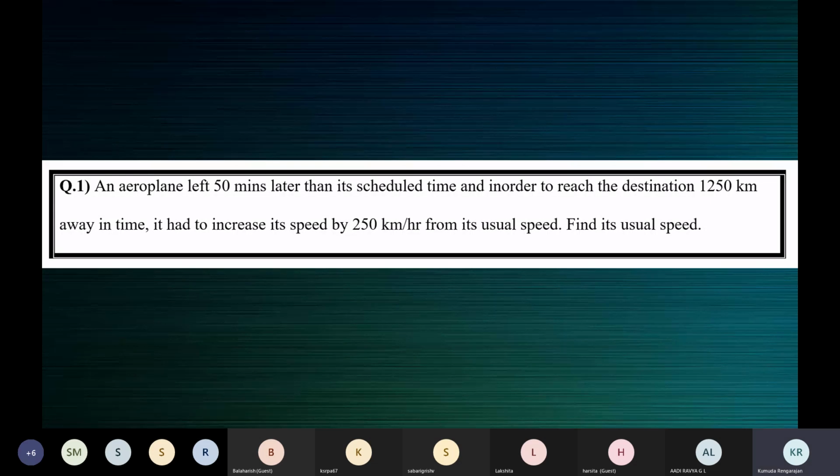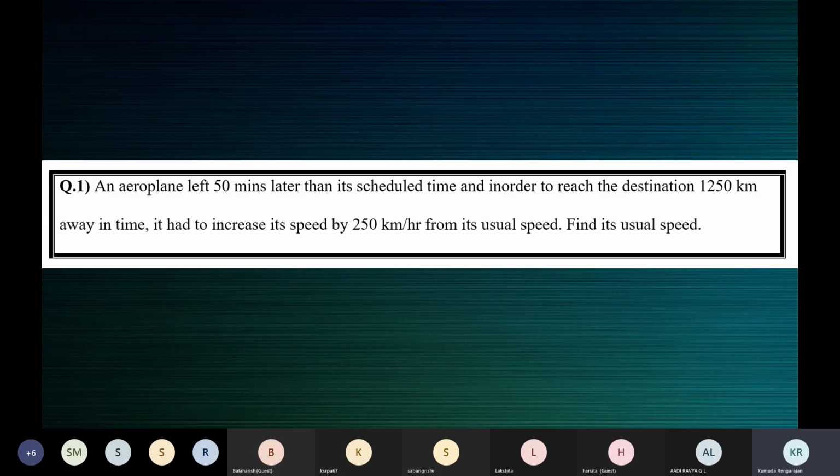Can you see my screen? Yes, ma'am. Okay, so this word problem we understood in the last class. Let's see if you can answer the questions.